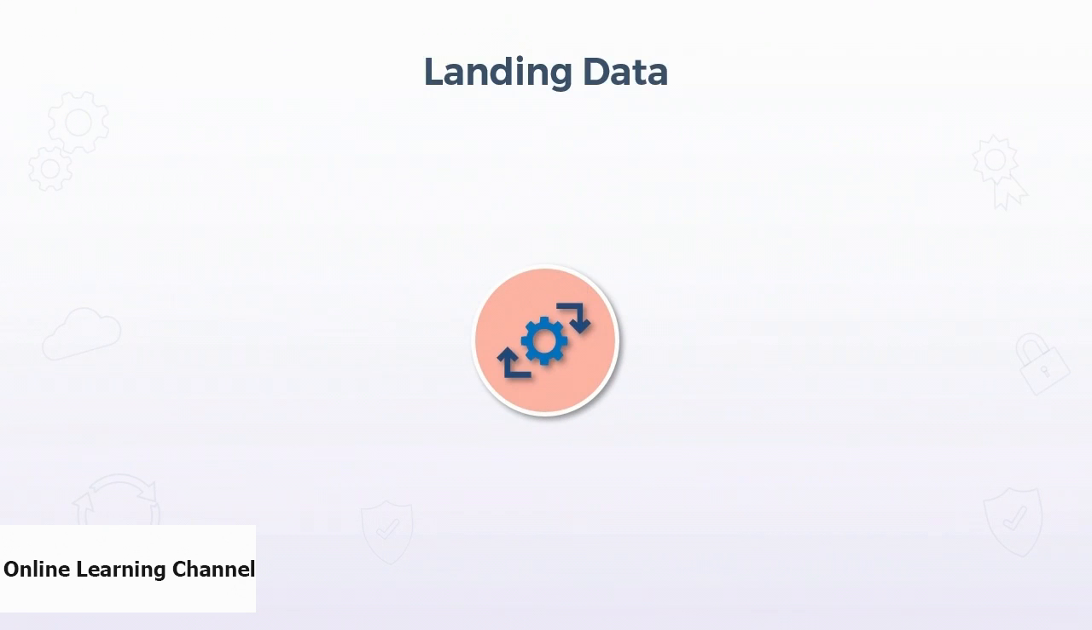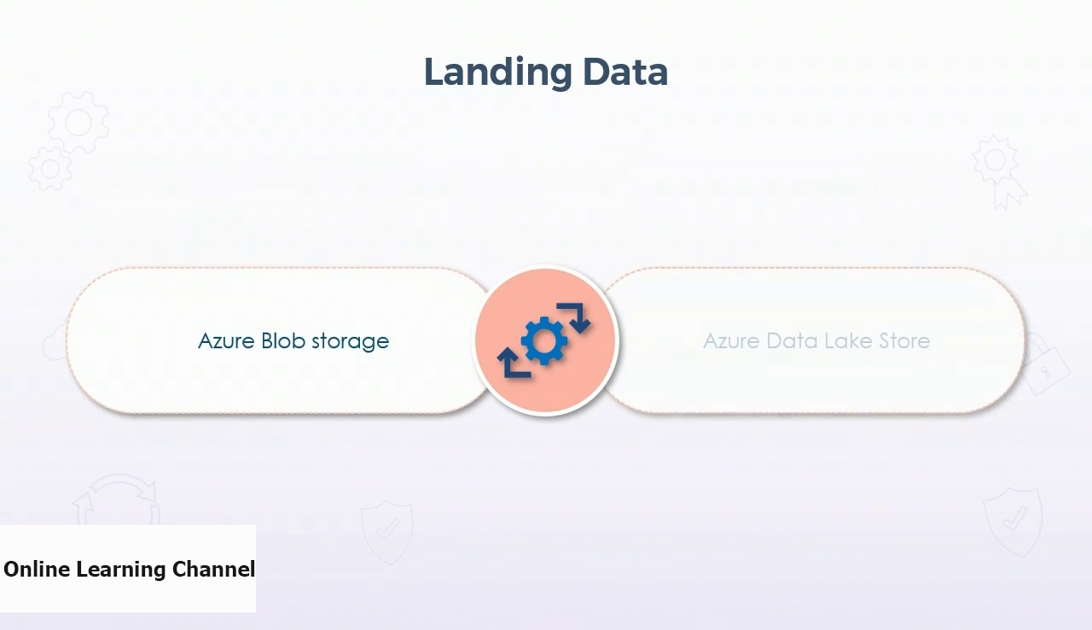Once the data has been copied into a text file, such as a CSV file, it must then be stored in what is typically called a landing zone. That is, a place where Synapse Analytics can ingest it. Synapse Analytics can ingest data from many data stores, including Azure Blob Storage and Azure Data Lake Store.